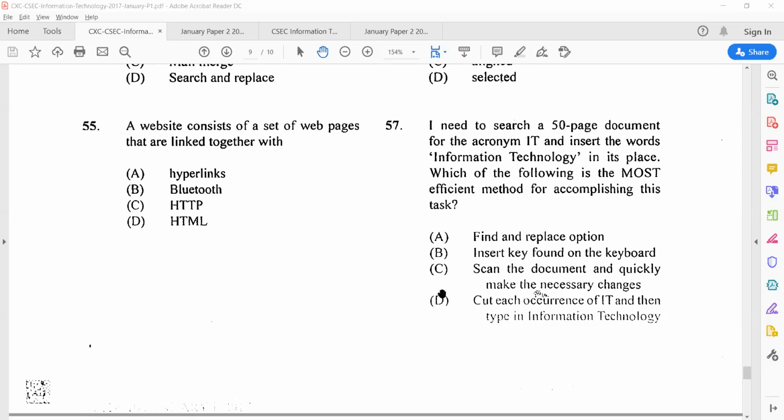So the first thing, when you see keywords like most efficient or most appropriate action or most appropriate answer, that would mean that multiple answers may be applicable, right? But you need to select the one that is most applicable. So in this instance, what you want to do is go through a document and replace IT with information technology. And the most efficient one for that will be the find and replace option. Okay, so the answer is A, find and replace.